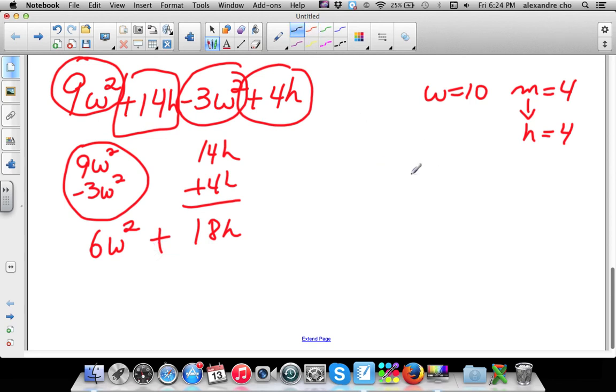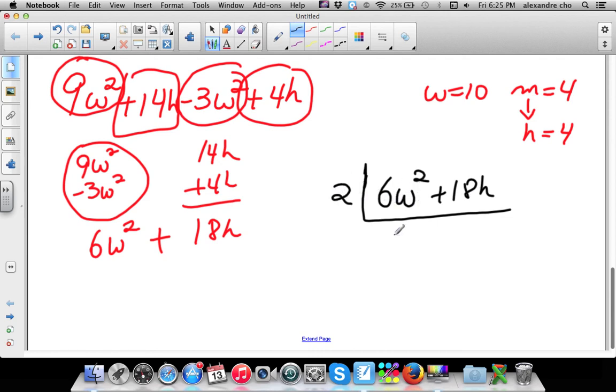Let's find an equivalent expression. Okay, and let's find something that also means 6w squared plus 18h, and one way of doing that is factoring out. So a number that goes into, you know what, I'm going to do this the longer way. 2, I'm going to pick 2. 2 goes into 6, 2 goes into 18. 2 goes into 6 3 times, so we get 3w to the second power. And 2 goes into 18 9 times, and you get 9h.